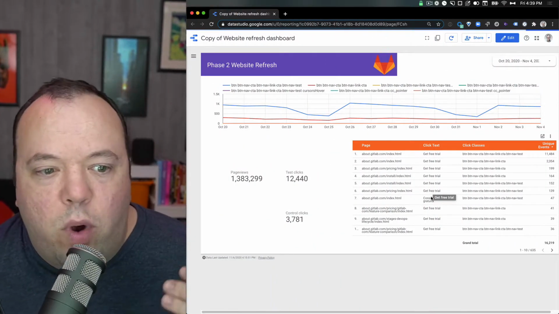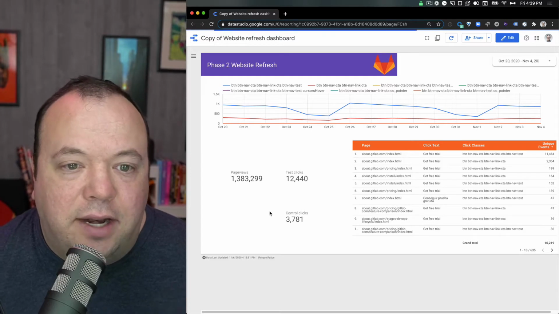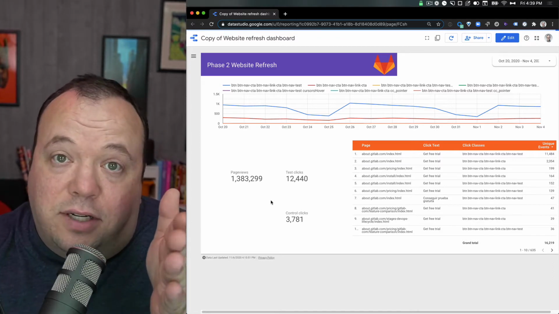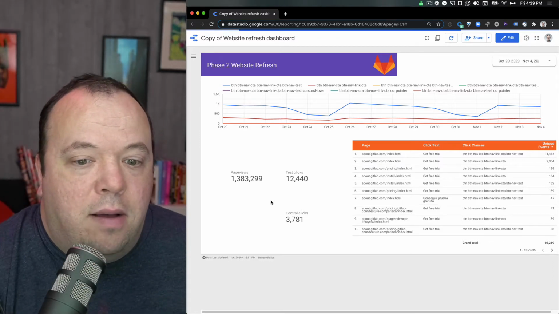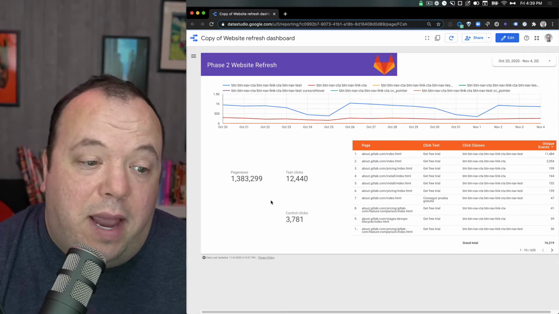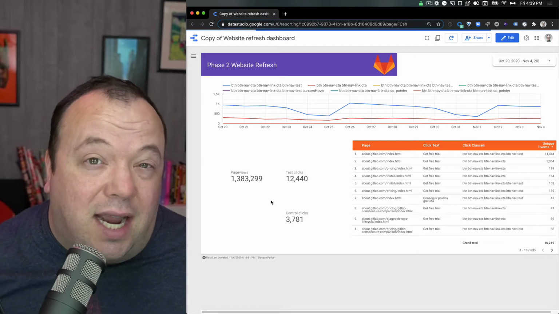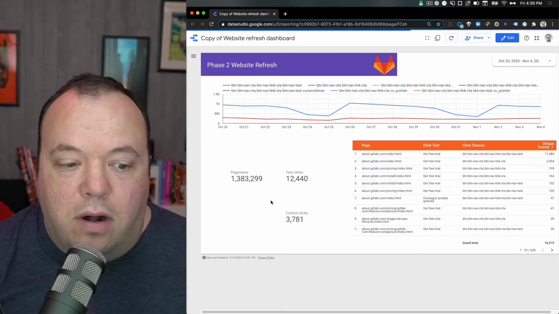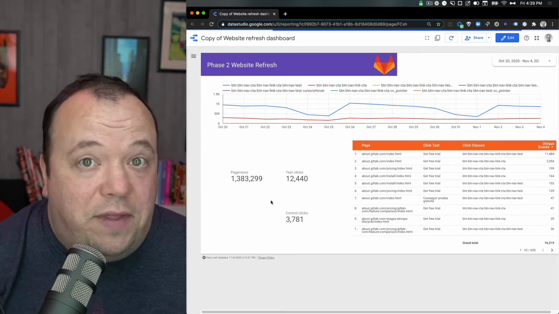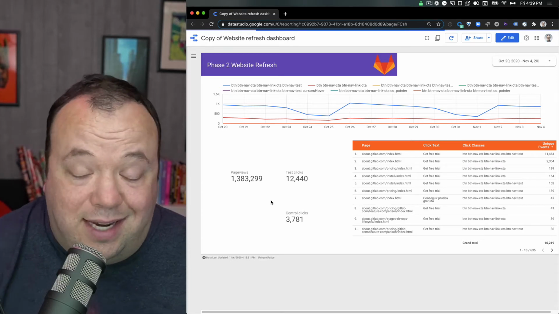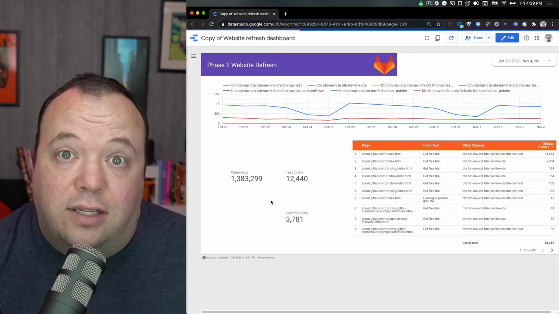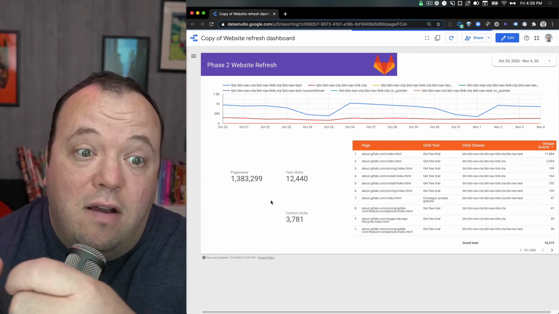What you're looking at here is a Data Studio dashboard that I put together to look at the clicks on the control versus the clicks on the test version. Out of almost 1.4 million page views across about.gitlab.com for this time period, there were 3,781 clicks on the CTA in the control, and there were 12,440 clicks on the test. So it clearly shows that the test is doing a better job of getting attention on the free trial from the navigation.